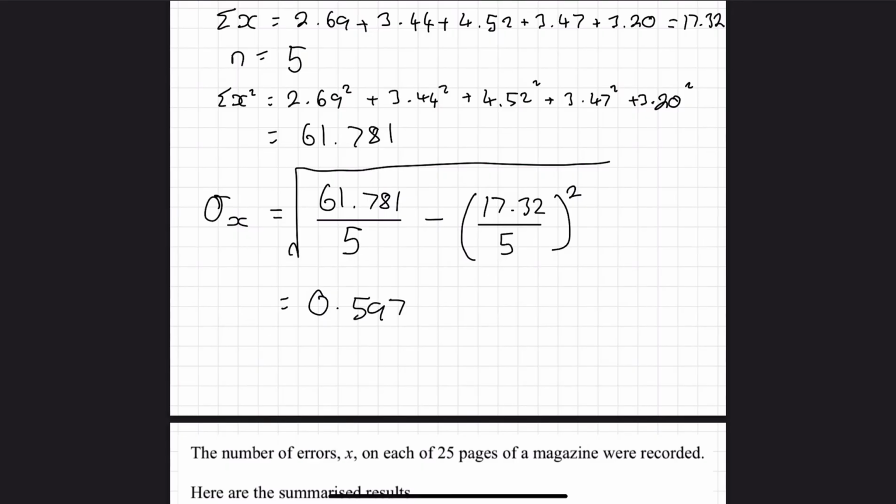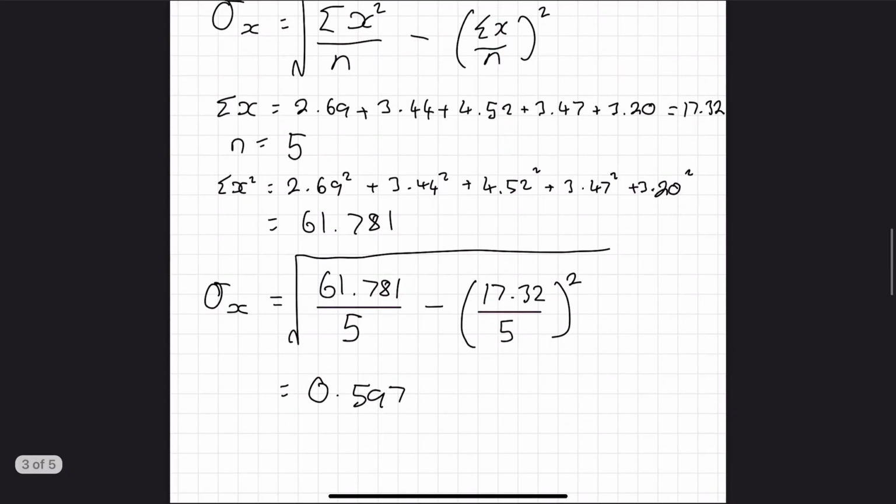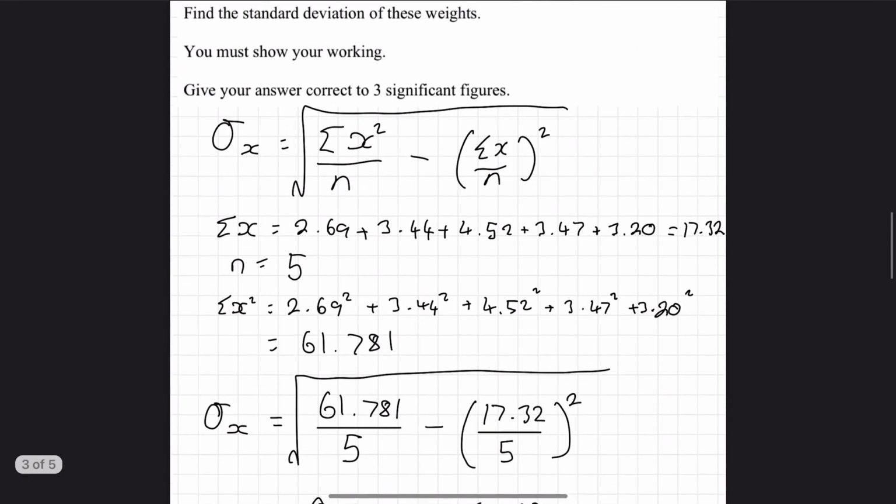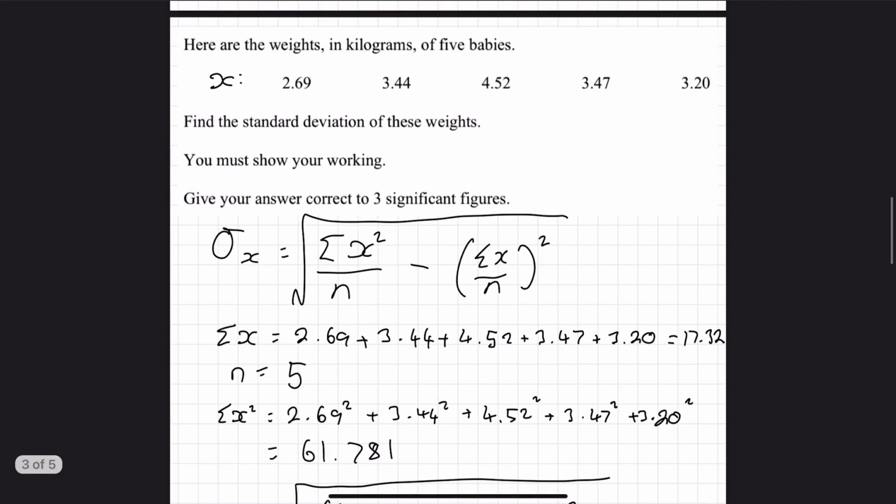0.597. What did they want it to? 3 significant figures. To 3 significant figures. In fact, let's give them units, kilograms. And this seems like a fairly low standard deviation, so maybe the numbers are quite close to our mean value.